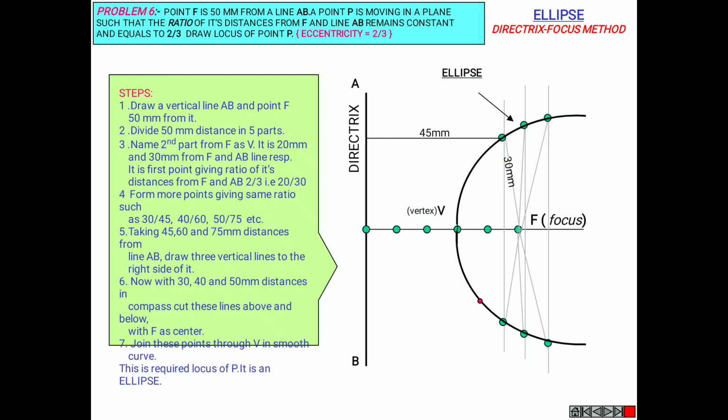So taking 45, 60 and 75 mm distances from the line AB, draw 3 vertical lines to the right side of it, and now with 30, 40 and 50 distances in compass, cut these lines above and below with F as center. Is it clear? So join these points through V, the vertex, in smooth curve in order to obtain an ellipse. Okay, just make the steps. We'll see the diagram again.